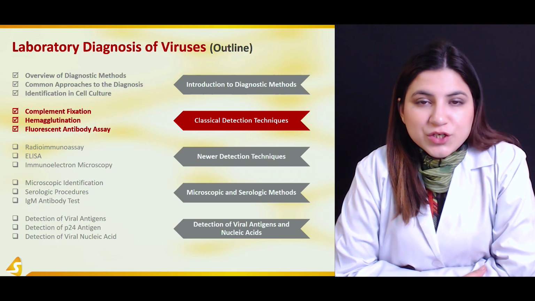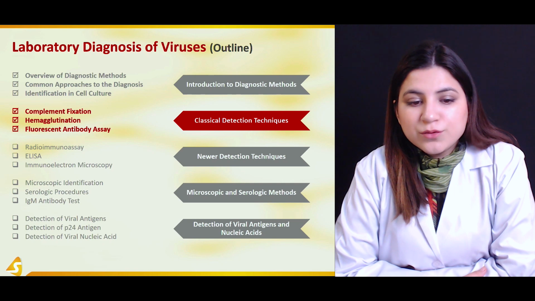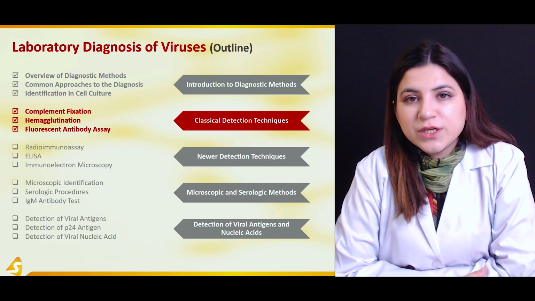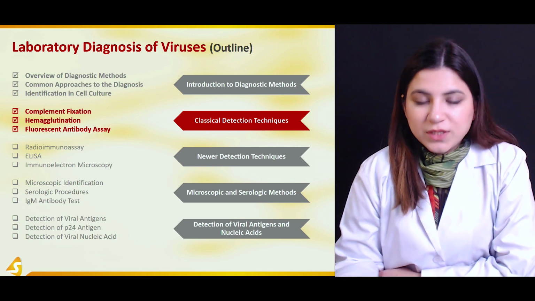So in this section, we covered the complement fixation. We saw the hemagglutination and hemagglutination inhibition, and then we saw the fluorescent antibody assay that can be visualized with the help of ultraviolet microscopy. That's all from this section.